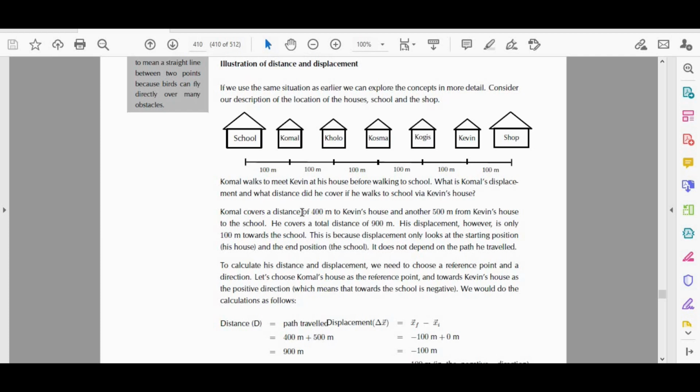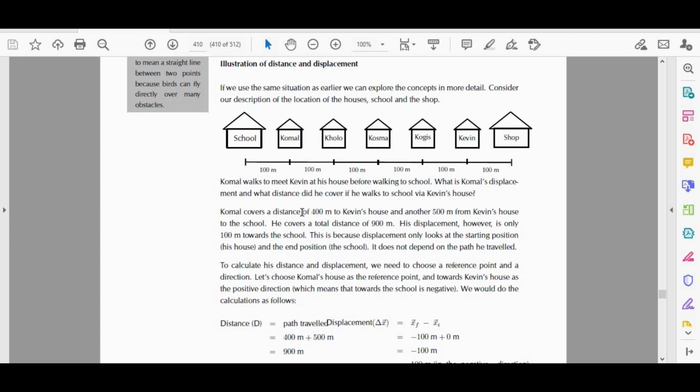Here we've got a situation where Kamal walks to meet Kevin at his house before walking to school. You see Kevin is just before the shop. What is Kamal's displacement, and what distance did he cover if he walks to school via Kevin's house? So first, we can clearly see that there's motion in one dimension, a straight line, which is in 100-meter intervals.